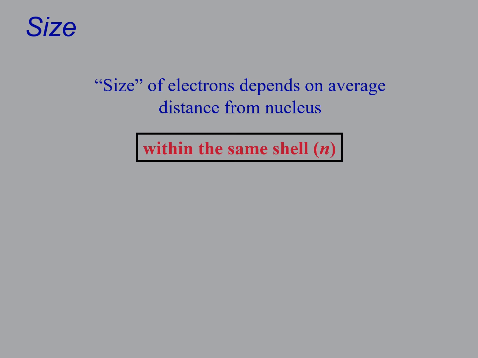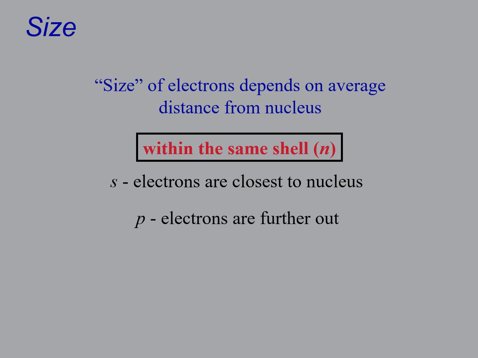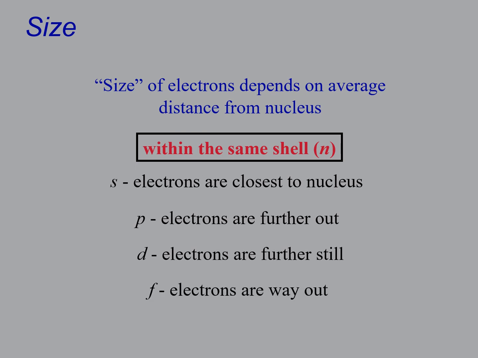It turns out that if you look at the average distance within the same shell, they're actually a little bit different. The s electrons spend a little more time closer to the nucleus. The p electrons are a little further out, and the d electrons even more. And the f electrons are all the way out. You will note that this is an increasing order of L values. s-type electrons have an L value of 0, p is 1, d is 2, and f is 3.